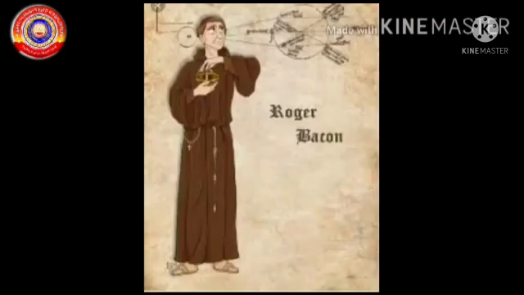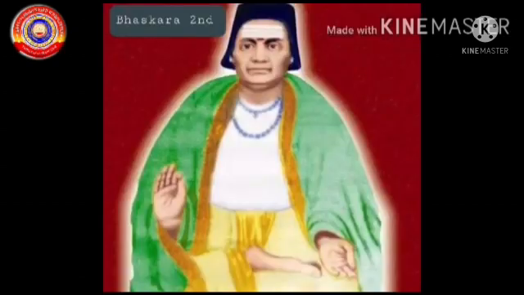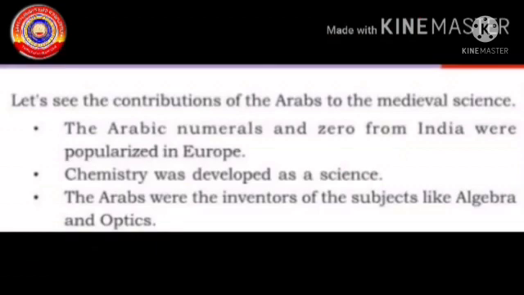Next is Roger Bacon. He paved the way for the invention of automobiles and aircraft. Next picture is Bhaskara II. He gave notable contributions to astronomy. Let's see the contributions of the Arabs to the medieval science. First one, the Arabic numerals and zero from India were popularized in Europe.